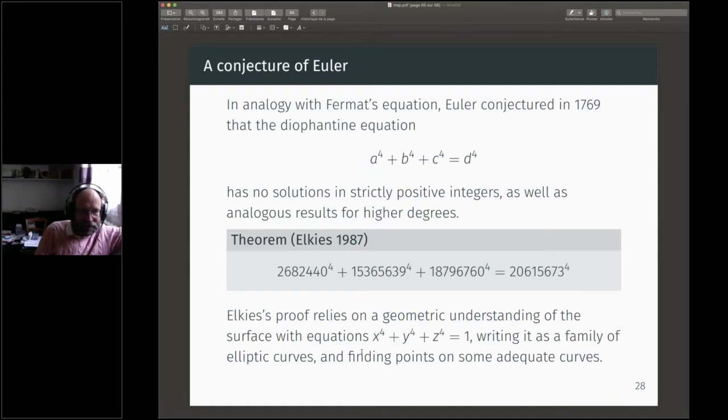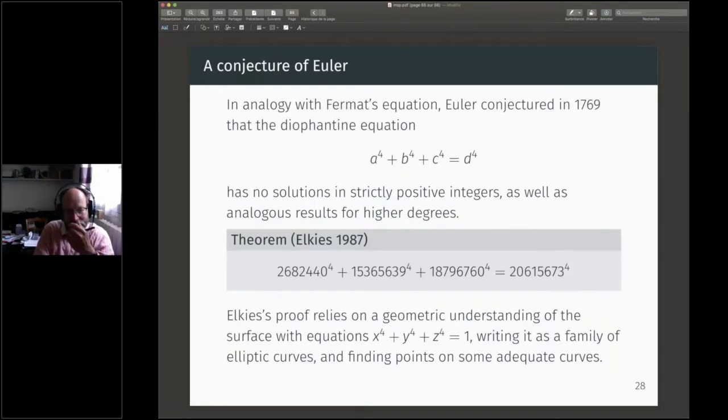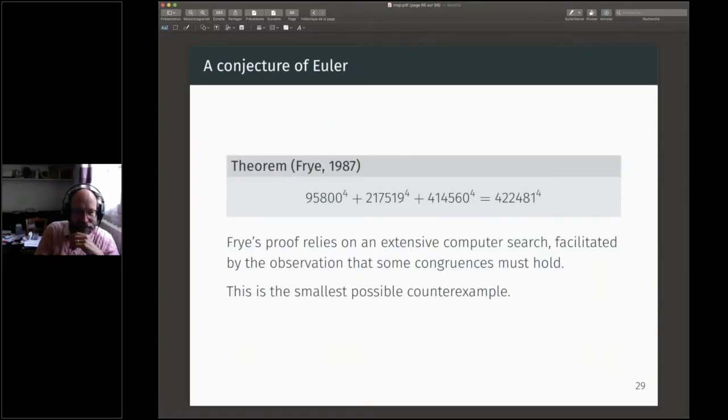And afterwards, another mathematician, Frey, asked Elkies whether his solution was the smallest one. And in fact, it is not. Using an extensive computer search, but done in a very clever way, they observed that some congruences must hold, etc. So they divided the space where they were looking for counterexamples, and they found the smallest counterexample, which is still very big.